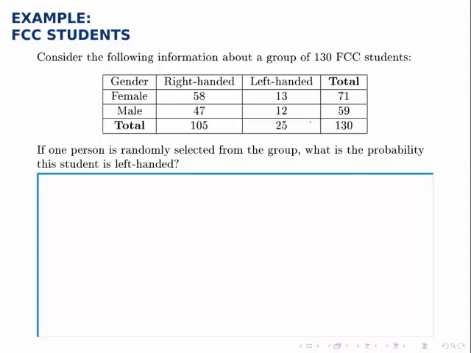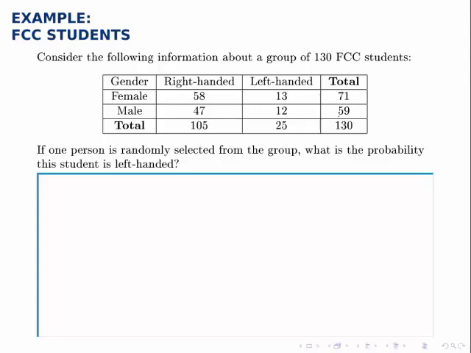Once you have these row and column totals, if you add together the two column totals, you get 130, and if you add together the two row totals, you also get 130. That's a nice check to make sure that everything works out and that you haven't added something incorrectly.